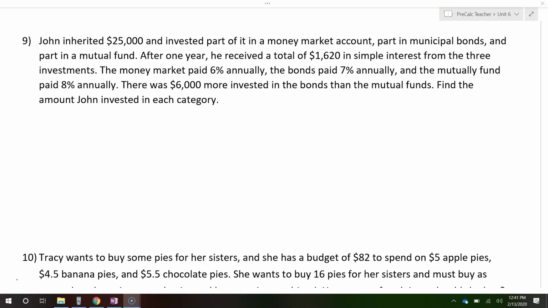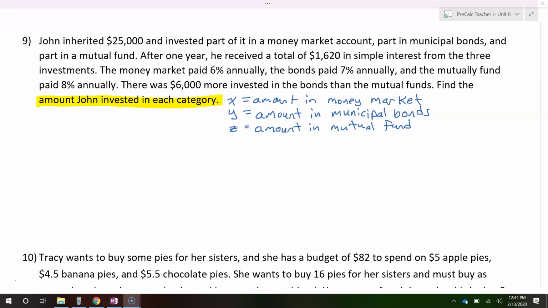So I always like to start with the last sentence because that tells me what the variables need to be. The variables have to be the amount John invested in each category. So let's let X be the amount that he invested in the money market. We'll let Y be the amount that he has in municipal bonds. And Z will be the amount in the mutual fund. So we're going to need three equations since there are three unknowns. Let's scan through here and see what we have.